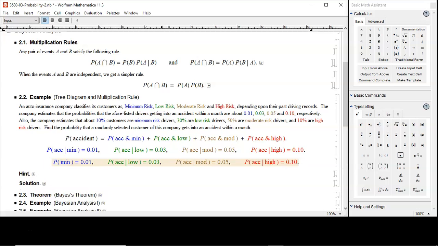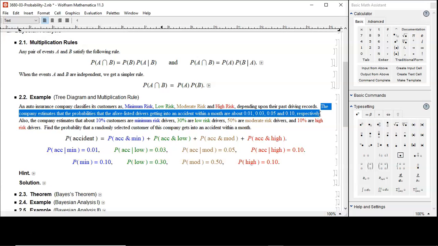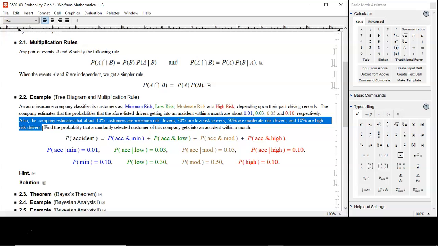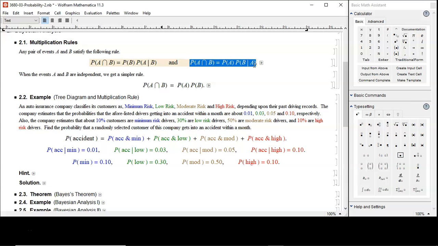So, probability of minimum, 10%. Probability of low, 30%. And probability of moderate, 50%. And then probability of high, 10%. So, this is what we got from the second sentence. And this is what we get from the third sentence. Now, again, use this multiplication rule to calculate this one from these two. How do we do that?